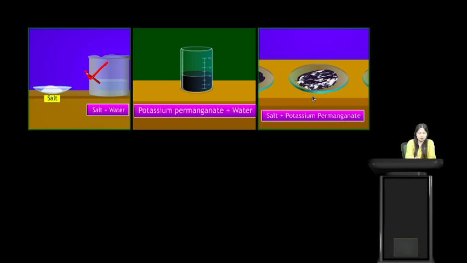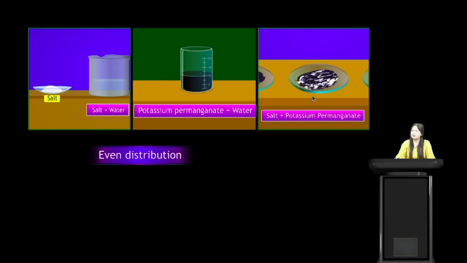Now when you dissolve salt in water, no matter whether you take a spoon of this mixture from the bottom or from the top, the saltiness will be the same, correct, if the salt is dissolved in water. Yes, students. So in the first two examples, salt plus water and potassium permanganate plus water, there is even distribution of the components of the mixture. Whereas in the third example, salt plus potassium permanganate, there is uneven distribution.